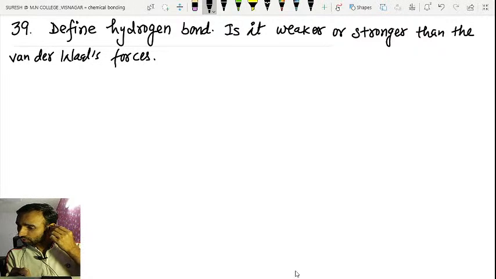Axial bonds are longer than equatorial bonds on account of greater repulsion on the axial bonds. Very good, Mansi, Namita, Sumant Reddy, great.